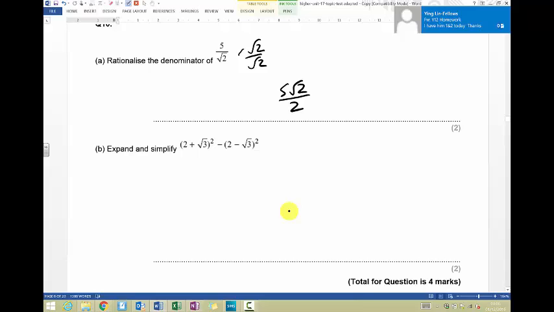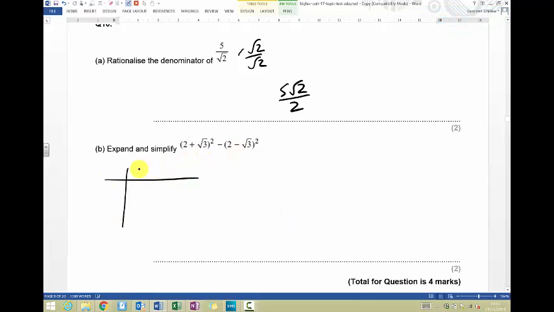Here, we can use a grid method to multiply out the brackets. I'll do each one separately. It's 4 plus 2 root 3 plus 2 root 3 plus 3. So altogether, that one gives me 7 plus 4 root 3.